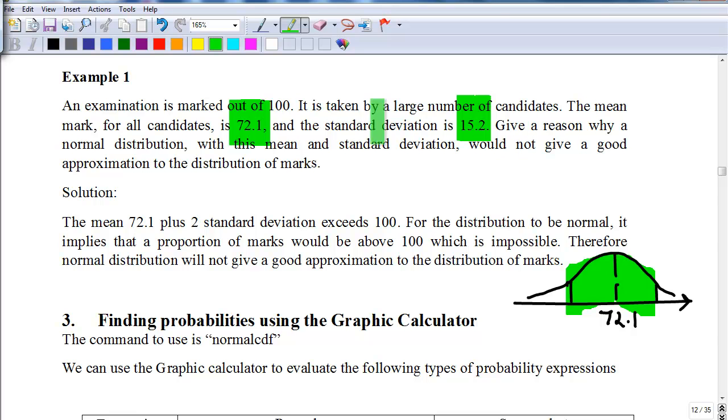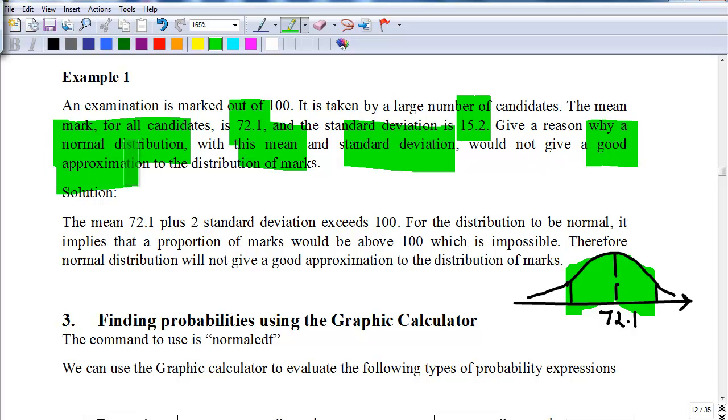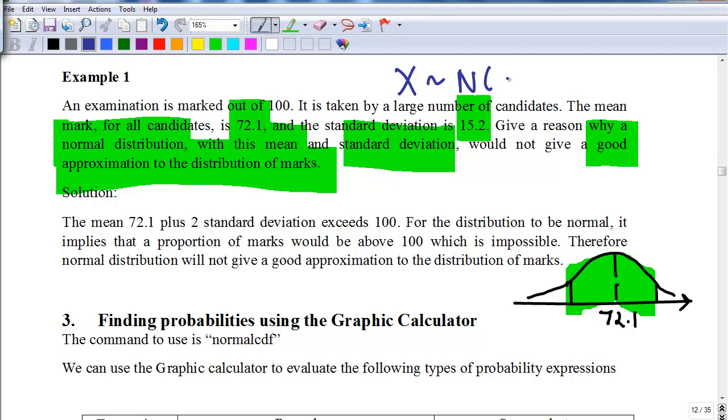Now you're asked to give a reason why a normal distribution with this mean and this standard deviation will not give a good approximation to the distribution of marks. If X is the number of marks of this examination, and I say that X is a normal distribution with mean 72.1 and variance 15.2 squared. Why squared? If you recall, this slot is for sigma squared, the variance. It is not for sigma. Please note this. This is a very common student mistake.